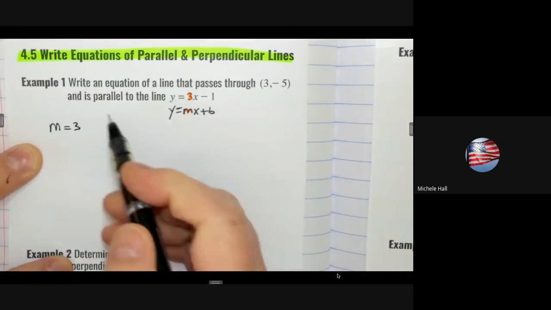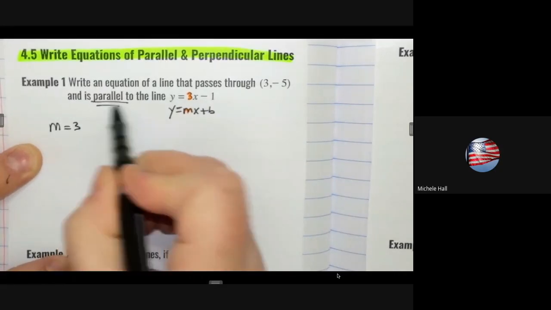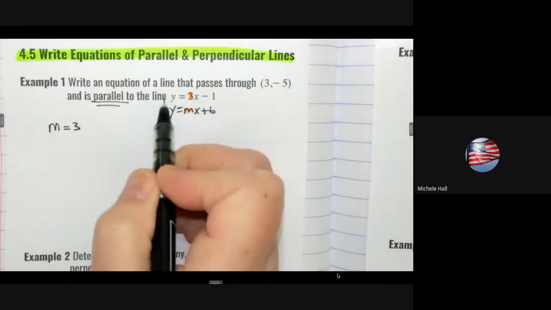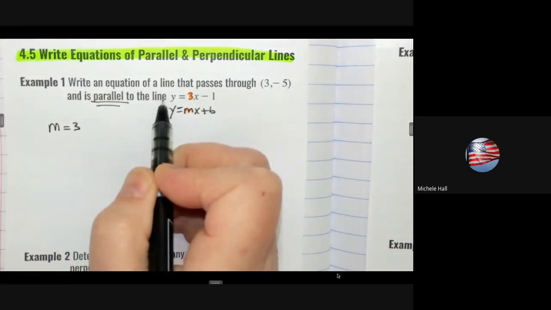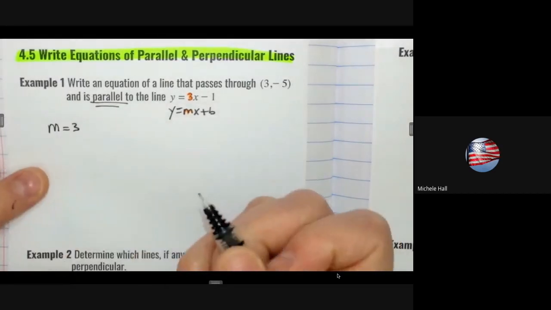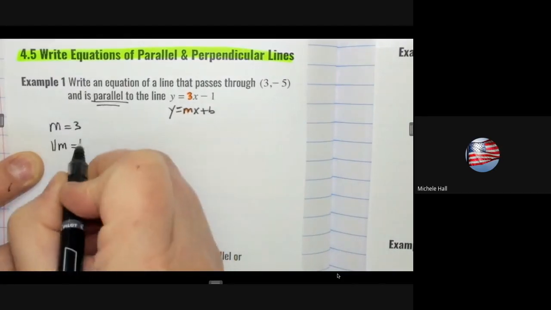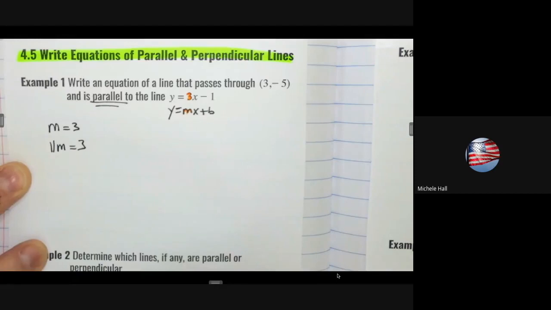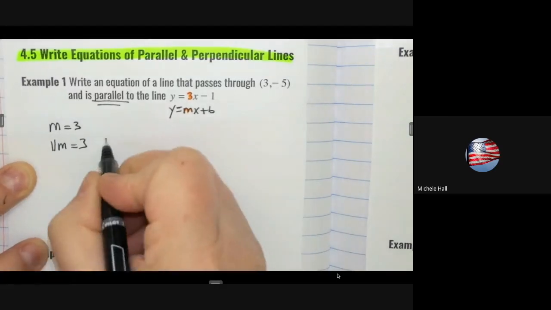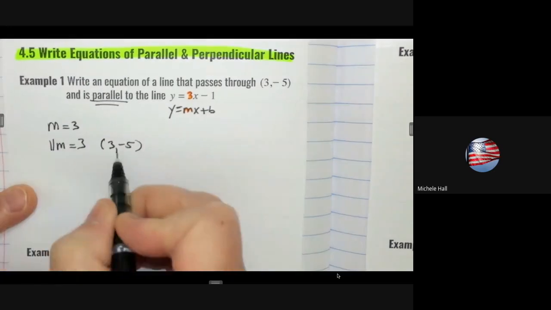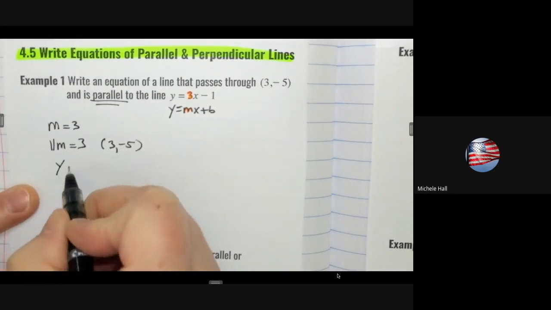And I'm looking for a line that is parallel. Write an equation of a line. It doesn't tell me what form to have it in. It just says write an equation of a line that is parallel. So what is the parallel slope then? It would be the same. There's my parallel slope, and I have the point (3, -5). I have a point, I have a slope. You know it.